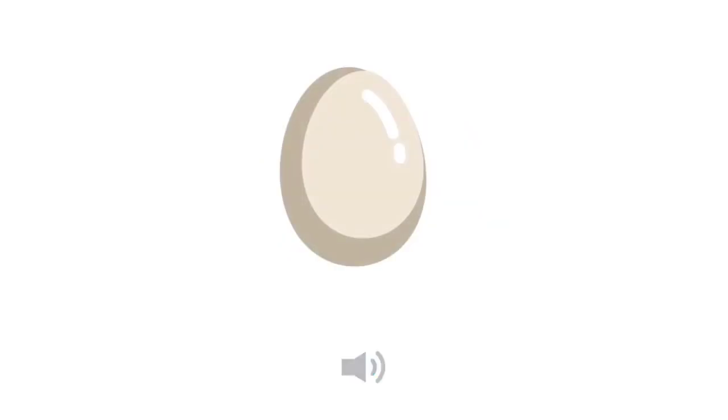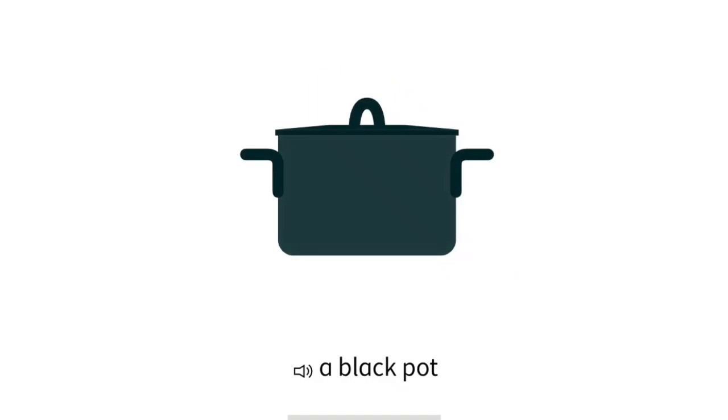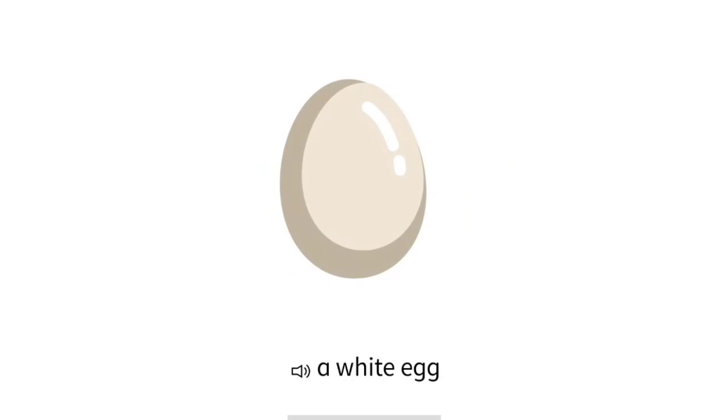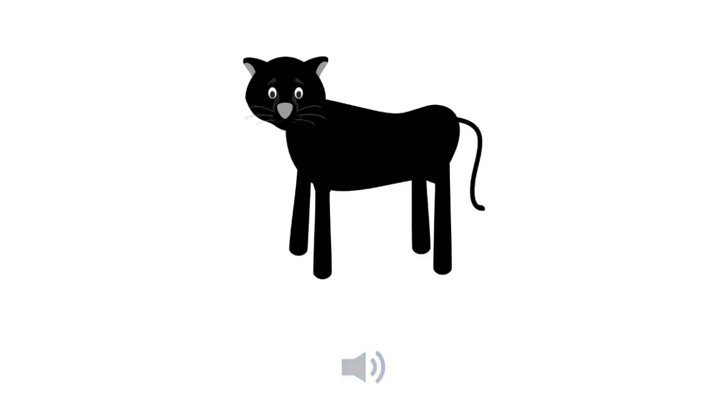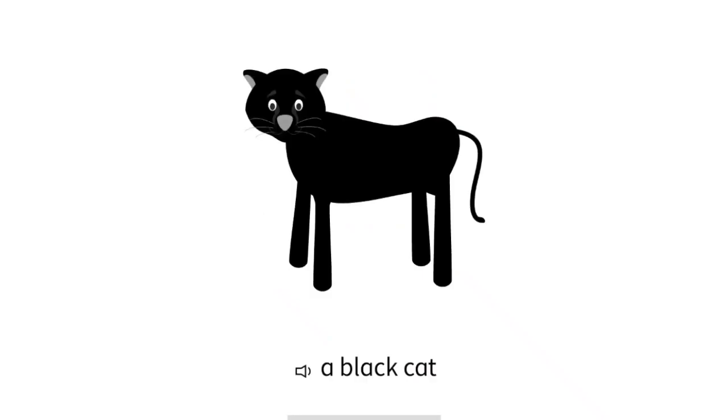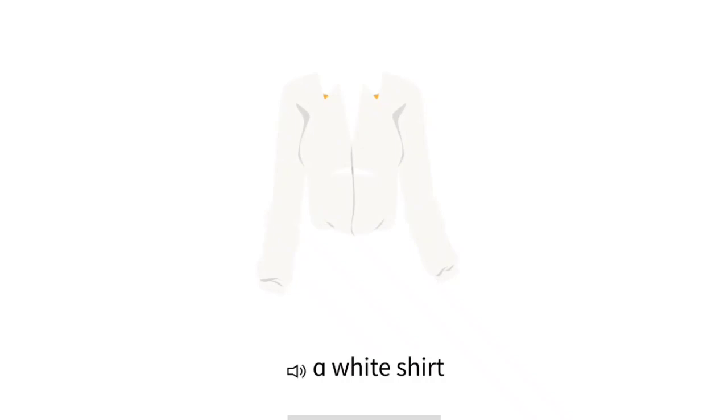Dear students, let's practice black and white color. This is a black pot. This is a white egg. A black pot. A white egg. This is a black cat. This is a white shirt. A black cat. A white shirt.